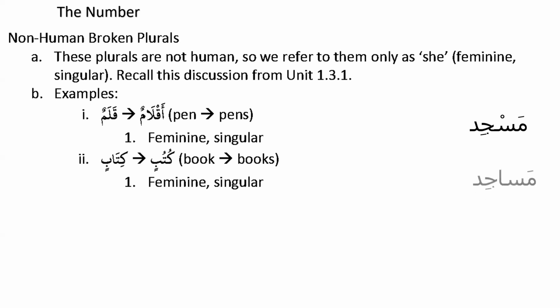But when I say masajid, I just added an extra alif, masajid, meaning masjids, mosques, a lot of masjids. At that time, this word became a broken plural, and it is a non-human broken plural. The gender of this word, masajid, is feminine, and the number is singular. Although we're talking about masjids, in English there's an S, but because it's a broken plural, you have to say it is feminine and singular.